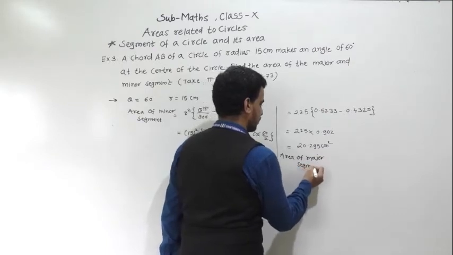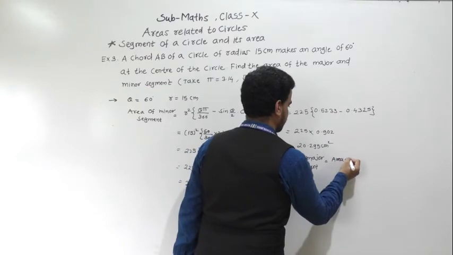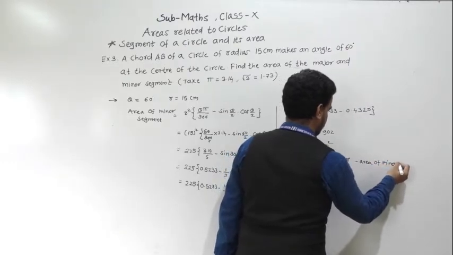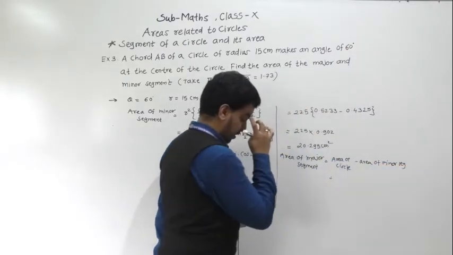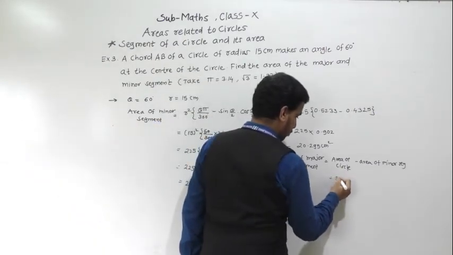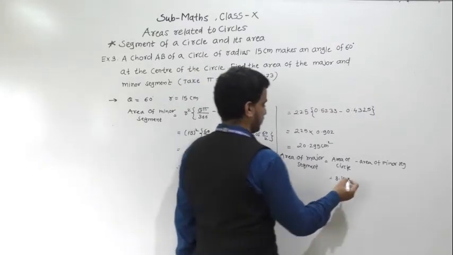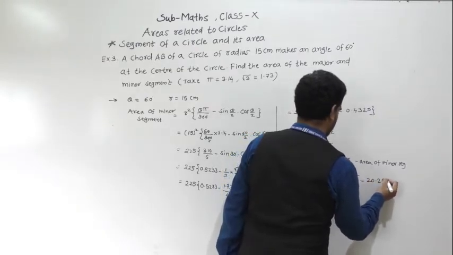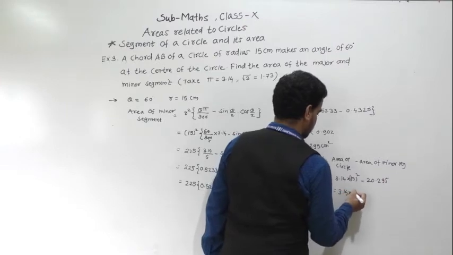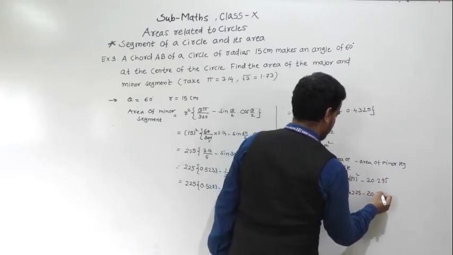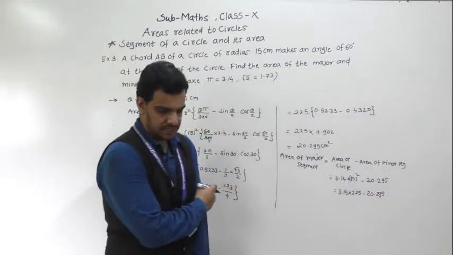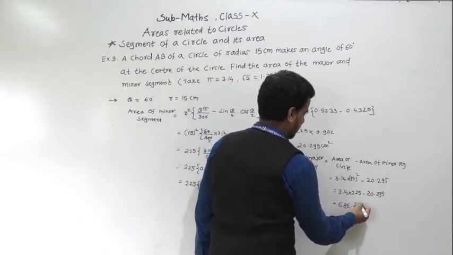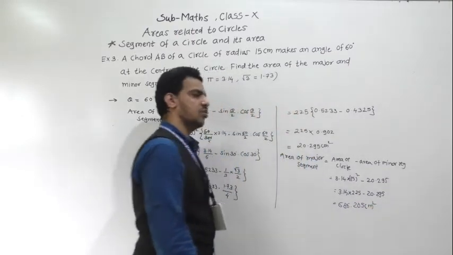Okay, then area of major segment is equal to area of circle minus area of minor segment. Okay, so area of circle, that is pi r square, so 3.14 into r square, r is 15, so 15 square minus this area 20.295. Okay, so 3.14 into 225 minus 20.295. If we simplify this, we will get the answer 686.205 centimeter square. So that is area of major segment.